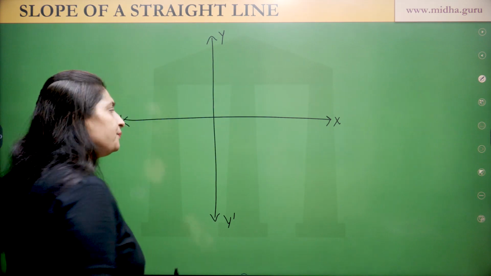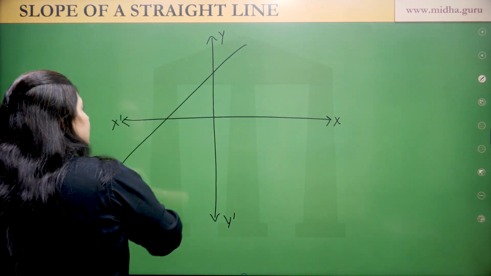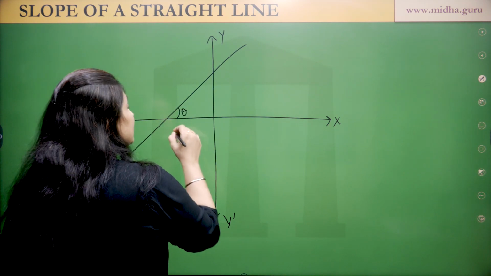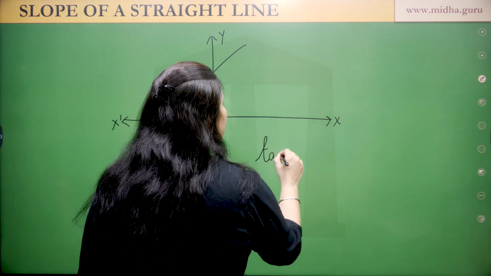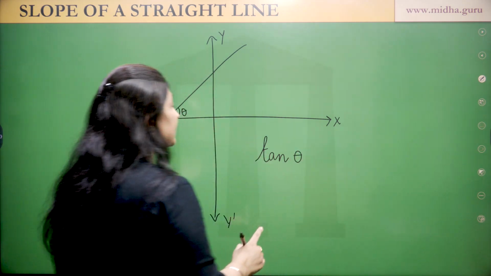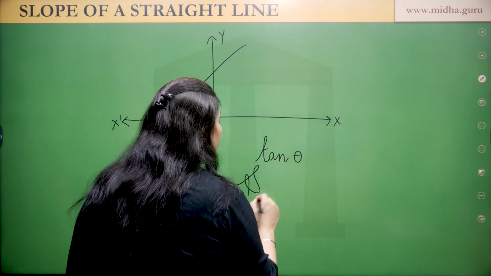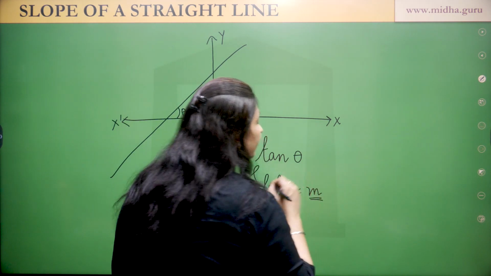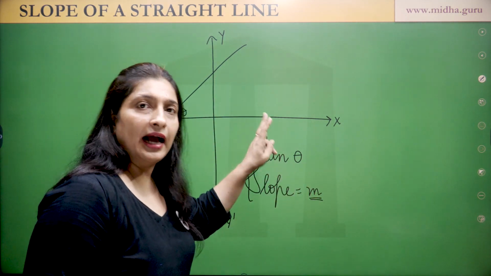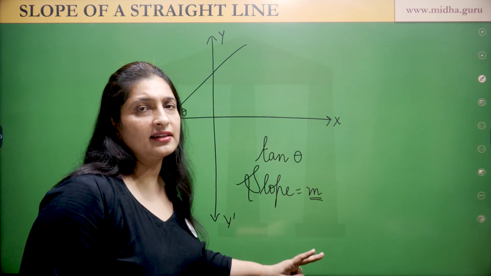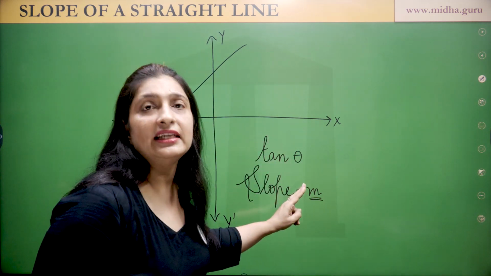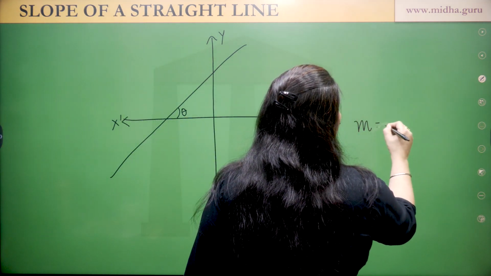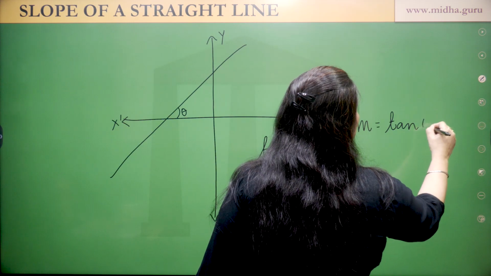This is a Cartesian plane. Now, the slope of this line will be equal to what? If this is theta, the slope of this line will be equal to tan theta, and we represent slope by the small letter m. Theta is the angle which the line is making with the x-axis, and m is the slope. So we can write m is equal to tan theta.